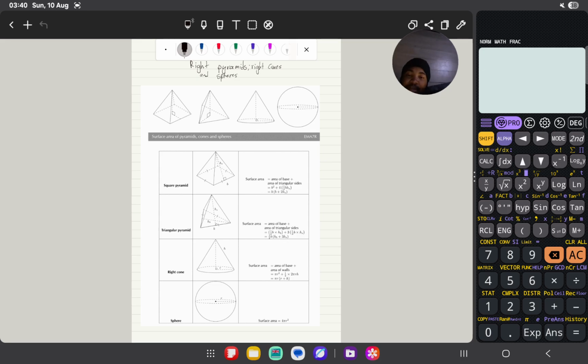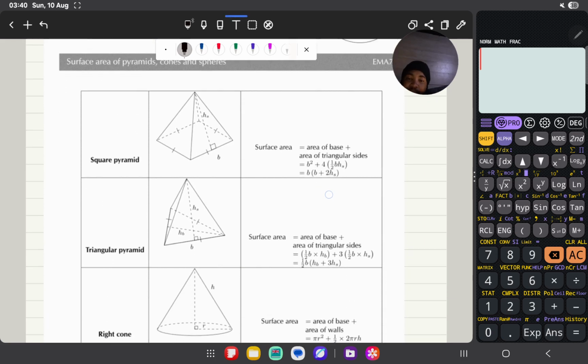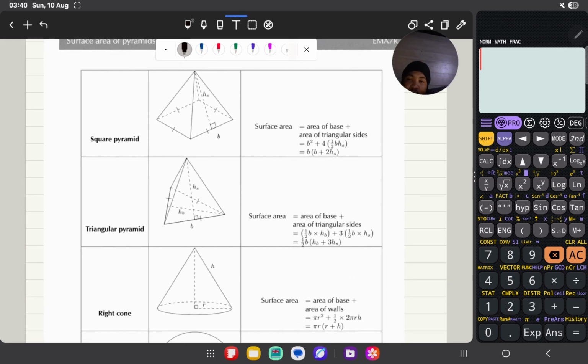We have the right pyramids here, of course. We have the right cones. These two are the right pyramids. This is the right cone, and then you have your sphere. So the first we have a square based pyramid. The base is a square. We have a triangular pyramid. Let's talk about square based pyramid here.